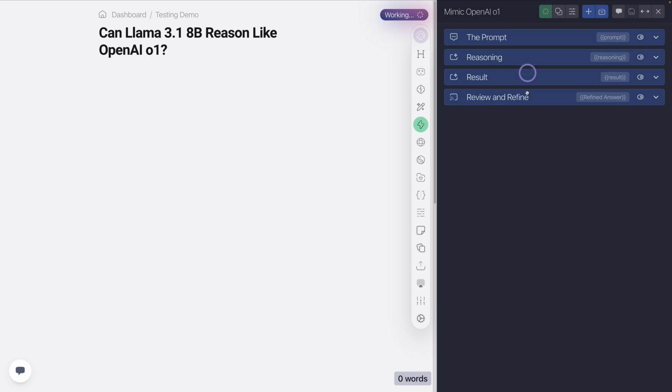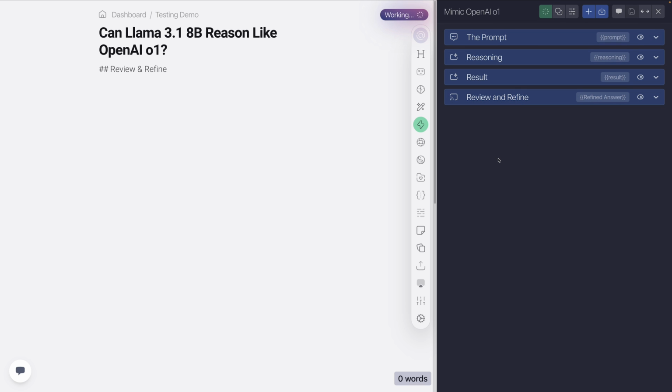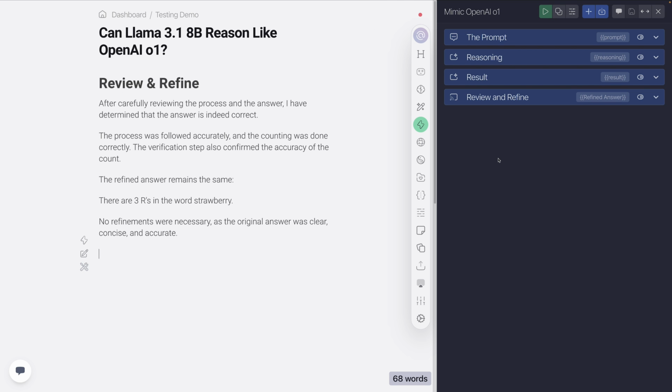Did I set up this prefix right? Yep. Okay. Review and refine. After carefully reviewing, there are 3 R's in the word strawberry. Okay. I guess the original answer we didn't see, because it's not being shown to us in the document right now, just being passed to that step. But what we've got is 3 R's in the word strawberry.